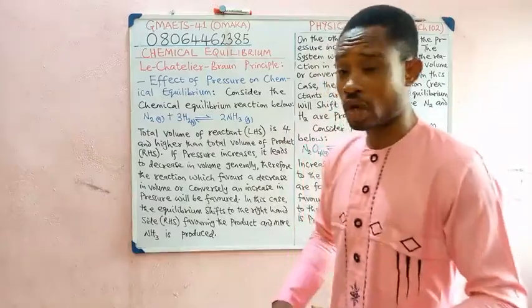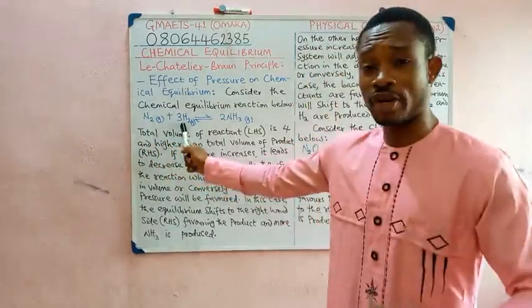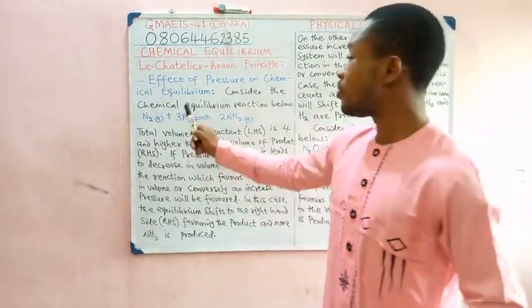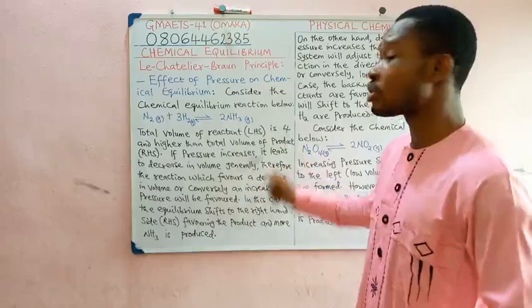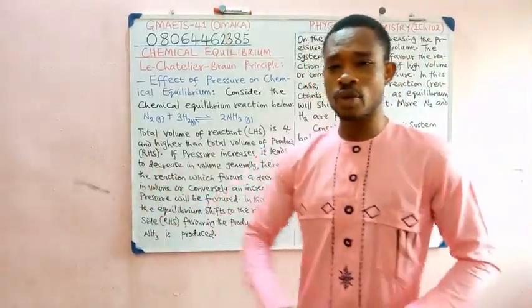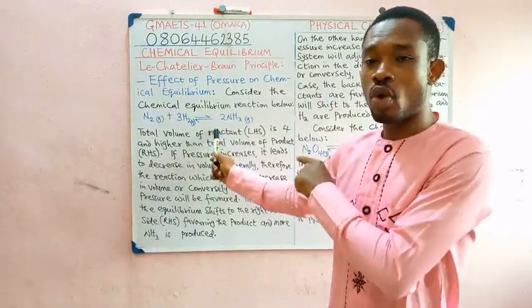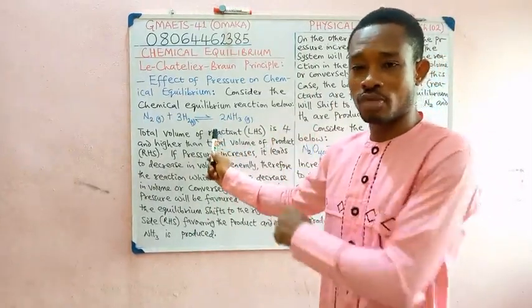How many moles? 4. Because here it's 1 and here it is 3. 1 plus 3 is going to give us what? 4 moles. So the reactant, the total volume there is what? 4. Then look at the product. What is the volume in the product? There are 2 moles there, so this is 2 volumes, alright?